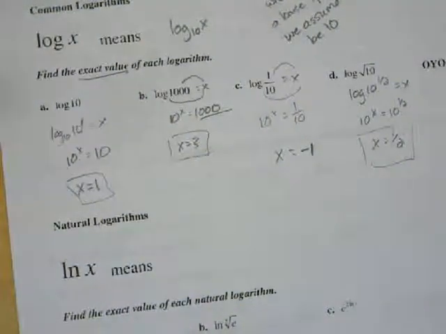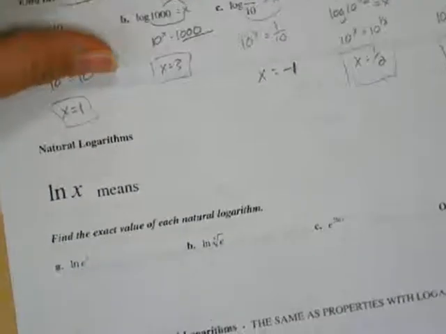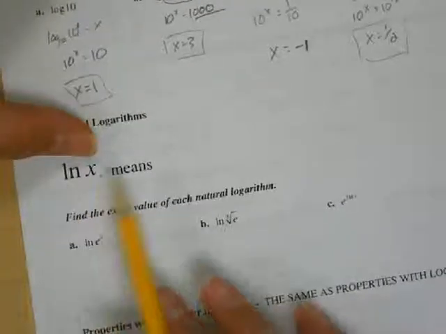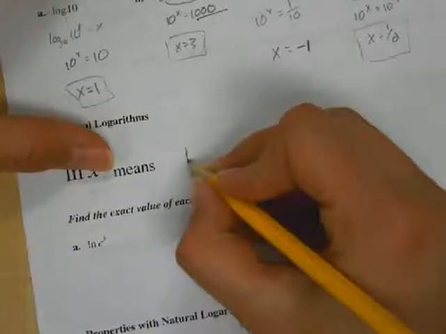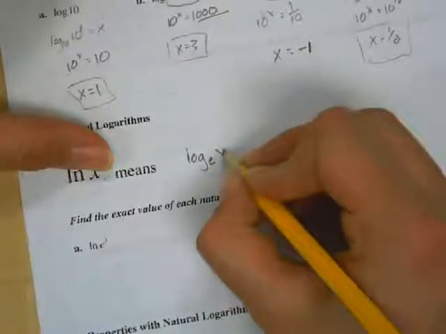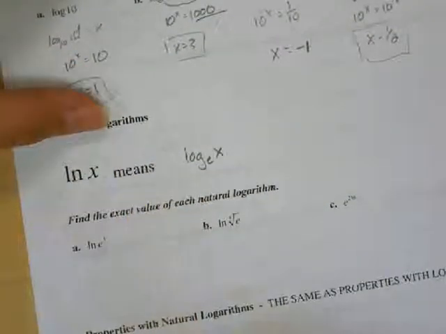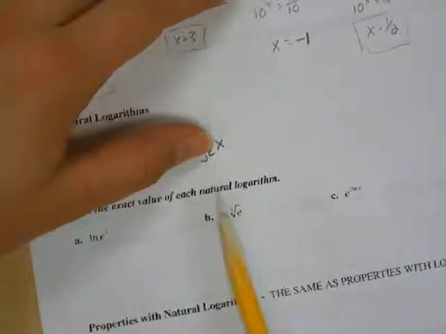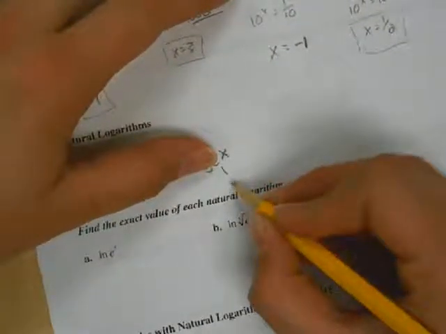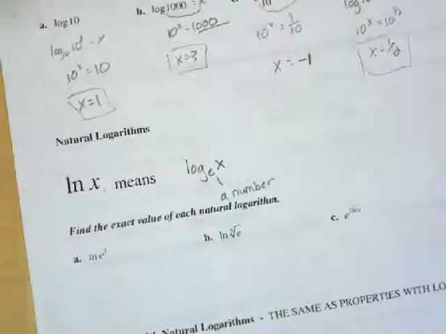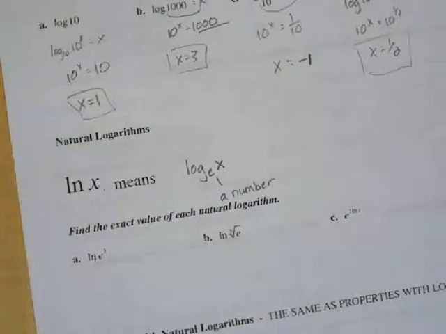Now, that's the common log. The natural log, and this is the one that confuses people the most, but it's really the same sort of idea. The natural log of x means log base e of x. In nature, there's a particular thing that shows up a lot, and it's e. It's important you know that e is a number. It's not a variable. It's actually a number, kind of like pi has a value, 3.14, blah, blah, blah. e has a number. In fact, I'll tell you what that number is.